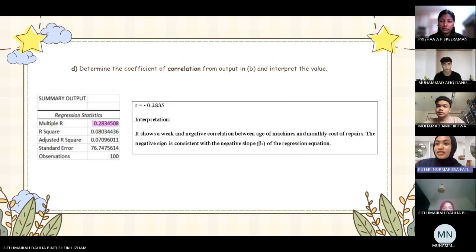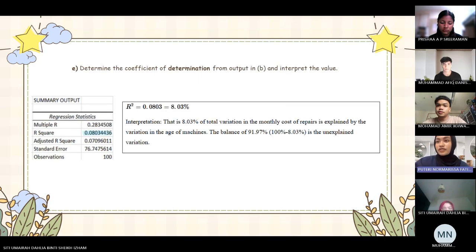So D, determine the coefficient of correlation from output B and interpret the value. From the regression statistics that we have generated, the multiple R equals negative 0.2835. So the interpretation is it shows a weak and negative correlation between age of machines and monthly cost of repairs. The negative sign is consistent with the negative B1 of the regression equation. However, because this correlation is weak, the relationship is not strong, which means other factors may have more influence on repair cost besides just the machine age.